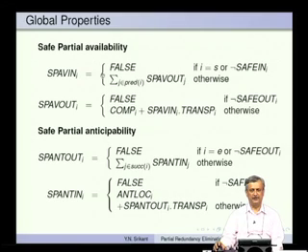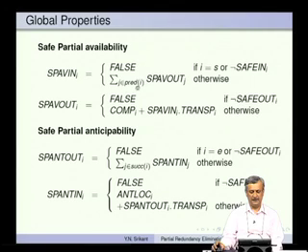Now, we have the safe partial availability SPAVIN of I. This is false if I equals S, the starting point as before in the case of AVIN, or if the input point of I is not safe. Because we also have safety as another parameter, I equals S or not of SAFEIN of I. In both cases SPAVIN will be false. And for other nodes, it is the OR operation over the predecessors j of the block I. Take the OR operation on the SPAVOUT values and that gives you SPAVIN.